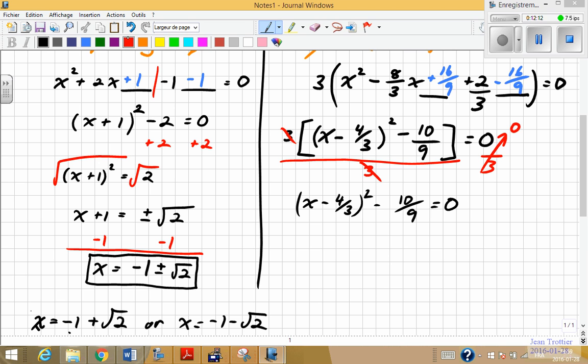Next step, I will add 10 over 9. Essentially, you'll notice I'm always getting rid of what's farthest from the variable. The x is here, and it's in a bracket with the power of 2, and the negative 10 over 9 is the farthest one. That's the one that's going away first. So plus 10 over 9, like this. So what's left, we have just the bracket, x minus 4/3 squared equals 10 over 9.